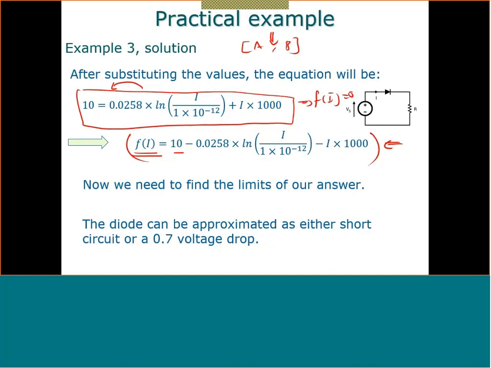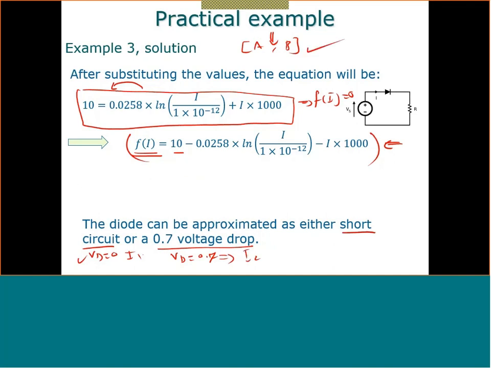Okay, so now here, how can I find the limit? We know that this diode can be approximated as either a short circuit, meaning V_D equal to 0, or as a 0.7 voltage drop, meaning V_D is equal to 0.7. So I will solve the circuit twice: one with V_D equal to 0 and find I1, and second, with V_D equal to 0.7, I will resolve it and find I2, and this will be my limit. And we will check and verify this.